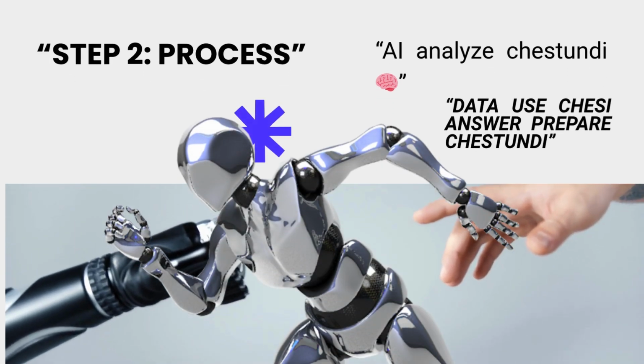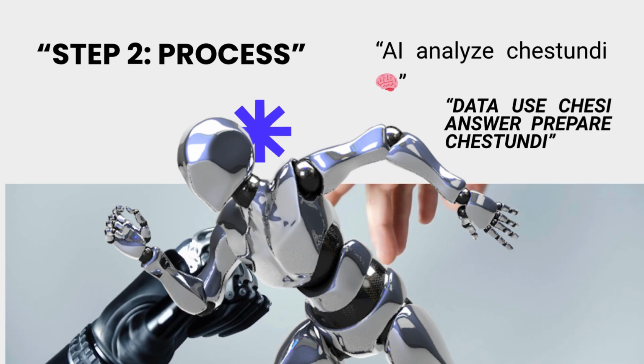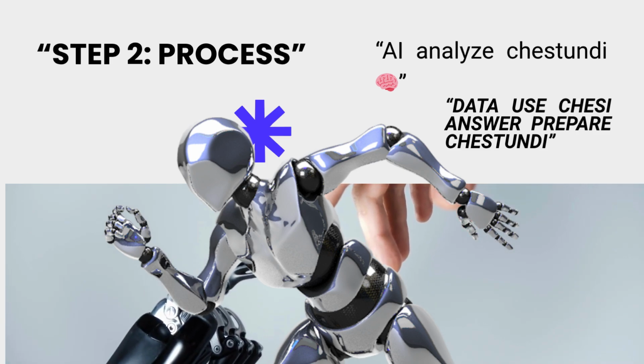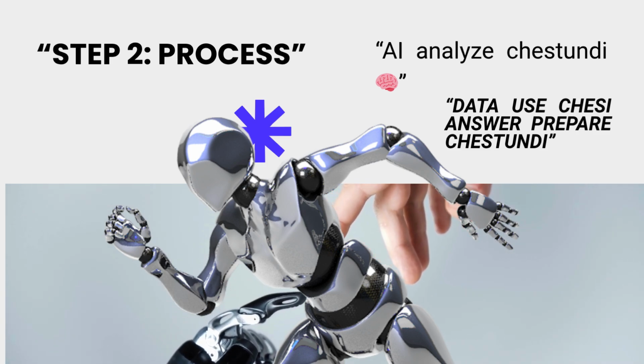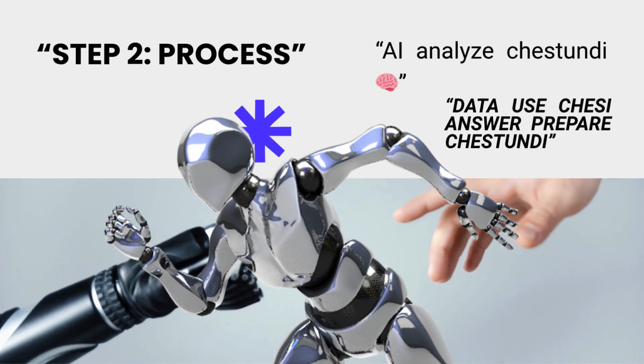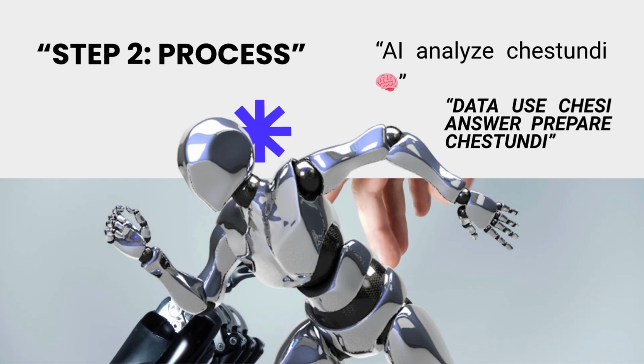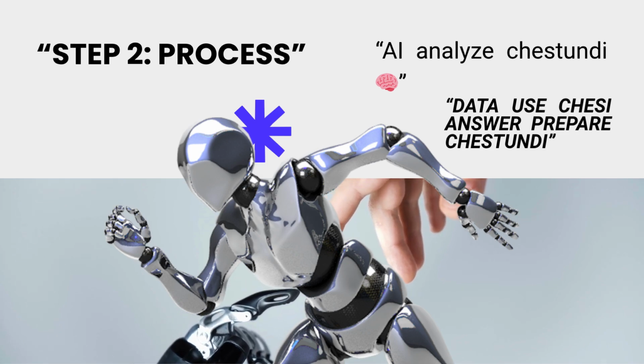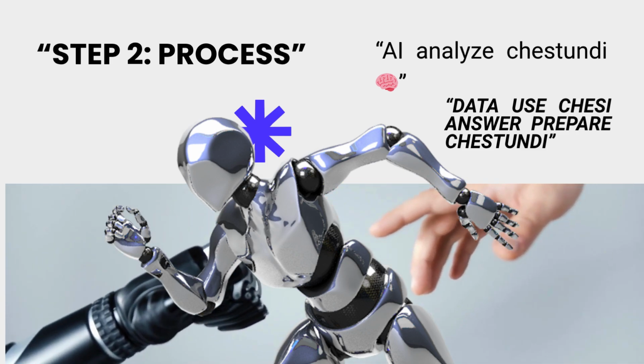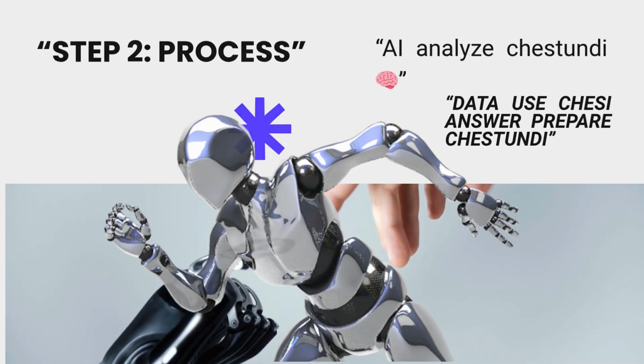And next, step 2, process. This is the main part. AI takes your question and analyzes it. It understands the meaning and context. Behind the scenes, it uses a large amount of data to figure out the best possible answer. This happens in seconds, super fast.